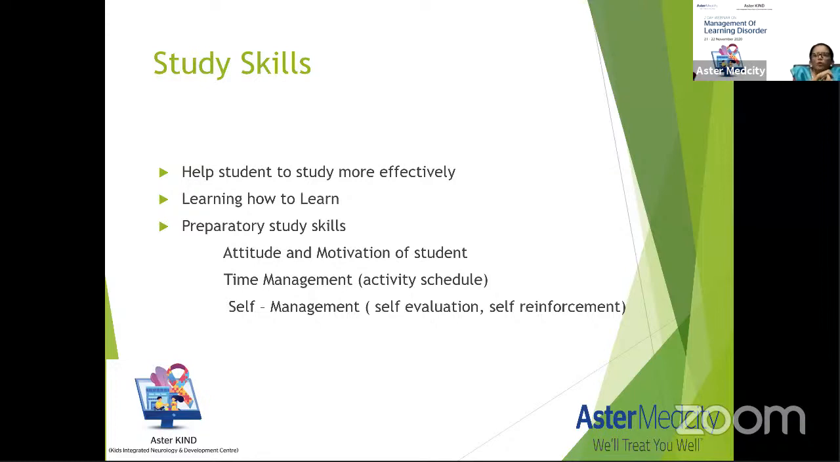If the child is not motivated to study, leave him, okay? Don't put strain on them. So motivation, attitude towards a particular subject, attitude towards the teacher, it all matters. Time management: give them a proper activity schedule, a proper timetable, and help them understand the importance of timekeeping. Then self-management: how to evaluate themselves, how to reinforce themselves. These are the preparatory study skills.